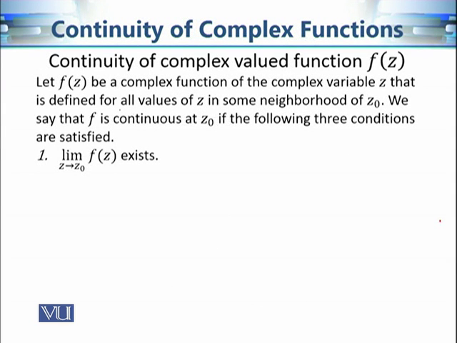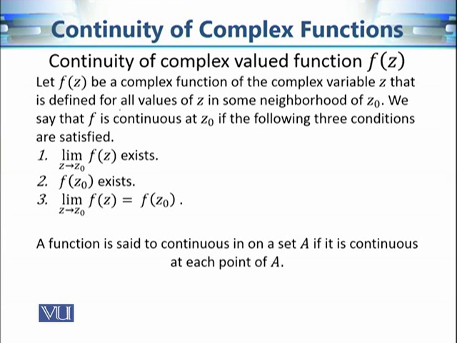Now let's carry our discussion to the case of complex valued functions. On the same lines, we impose three conditions to make it continuous at a point z0. The first condition is that the limiting value of the function should exist. The second condition is that the functional value should exist. And the third condition, of course, is that the limiting value should be equal to the functional value. Once again, we are checking the continuity at a point, and if we want to say that the function is continuous on a set A, then it should be continuous at each and every point in that set A.